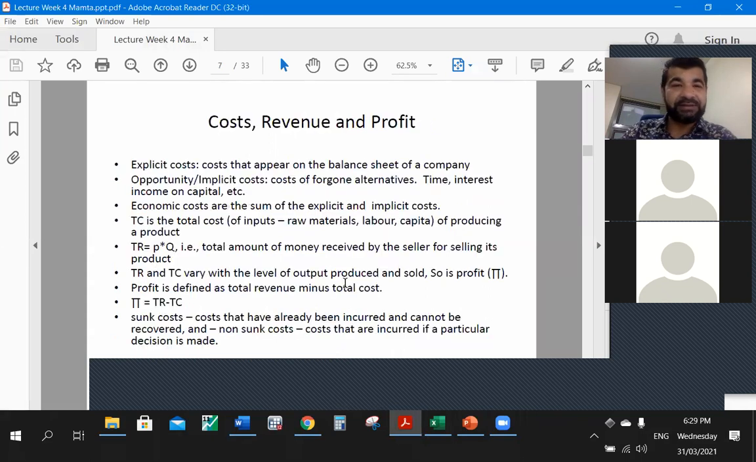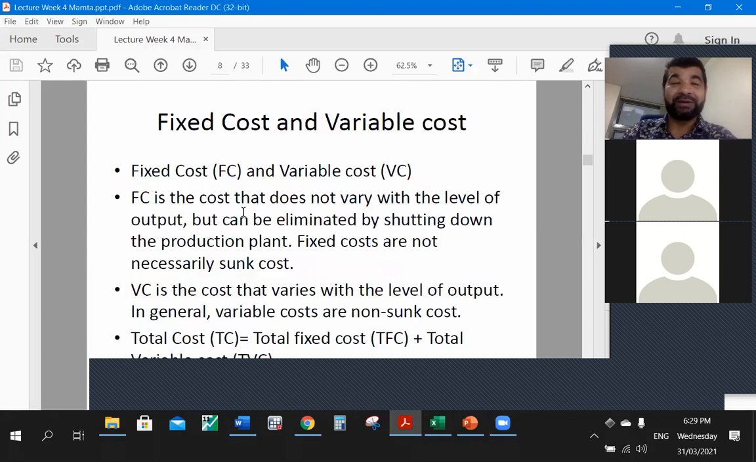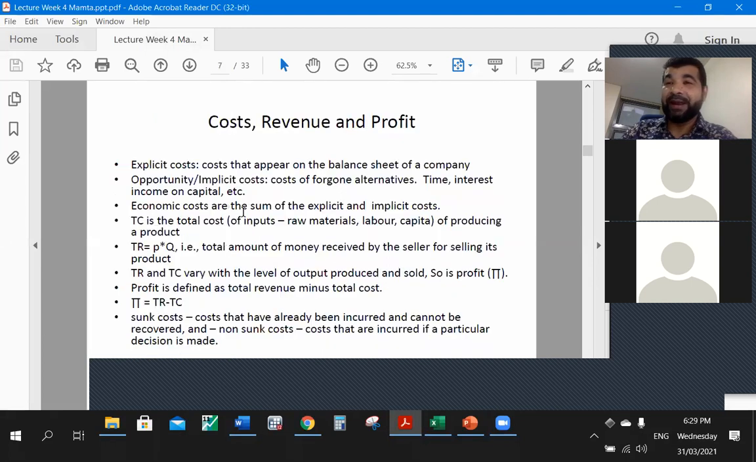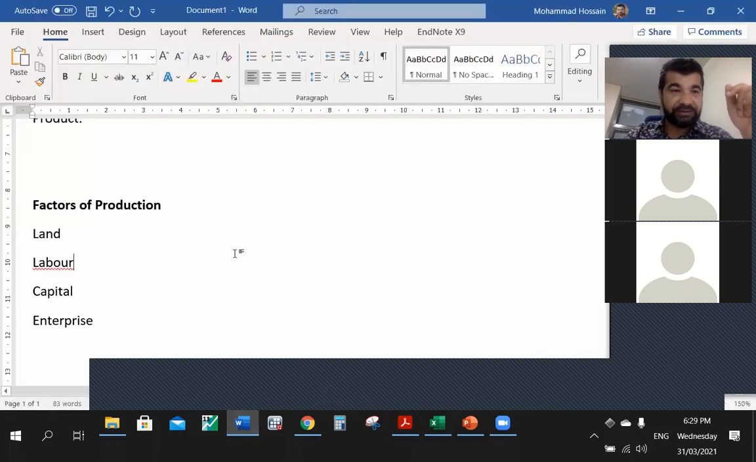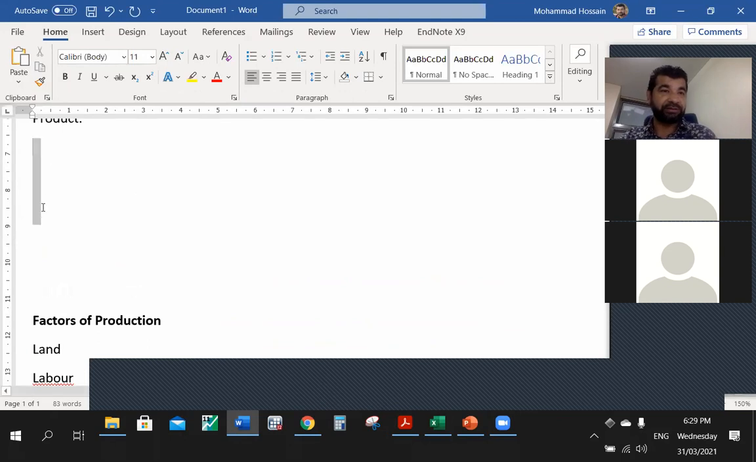All right, if you understand these things, then I can talk about another important concept called accounting profit and economic profit. There are two different types of profit. There is something called explicit cost and implicit cost. I need to take you to this place now, and here I will tell you.